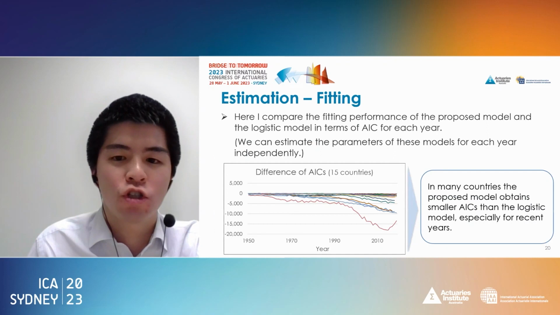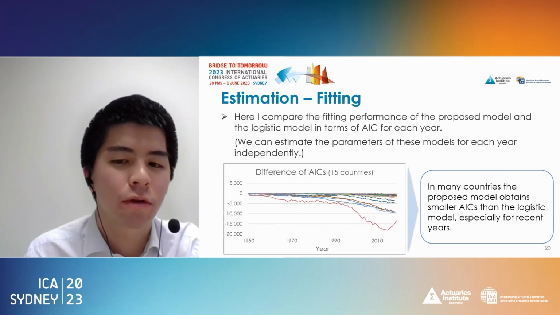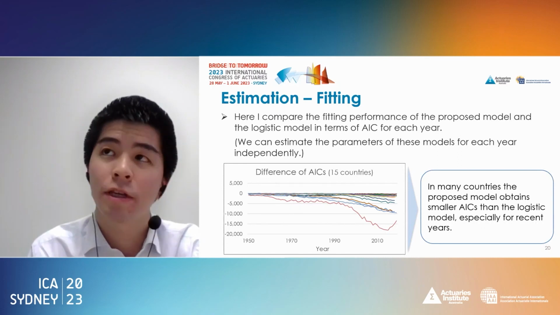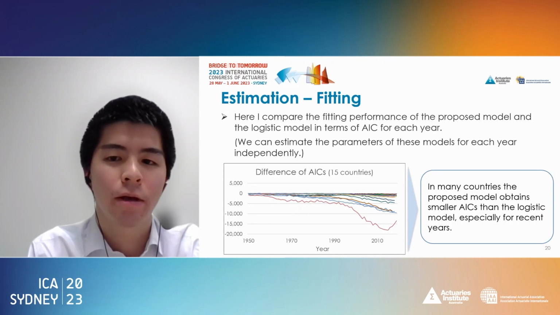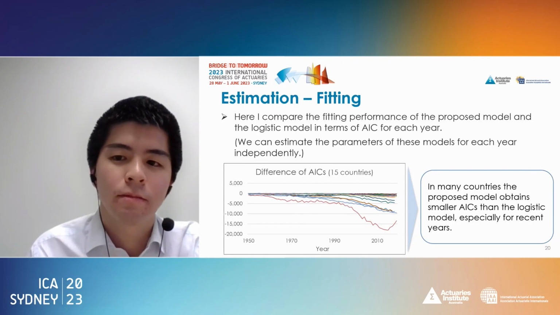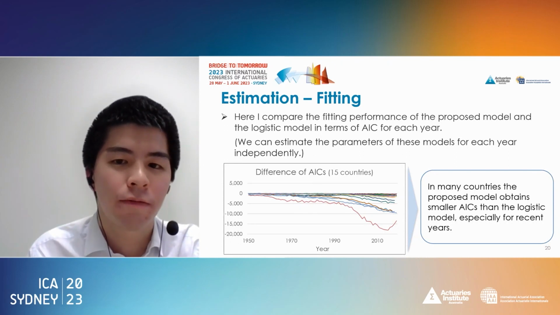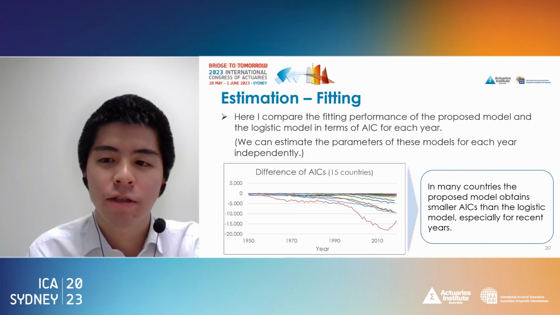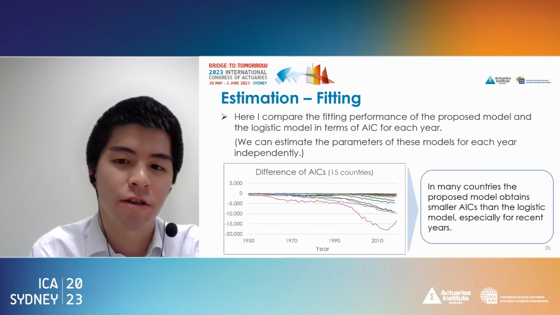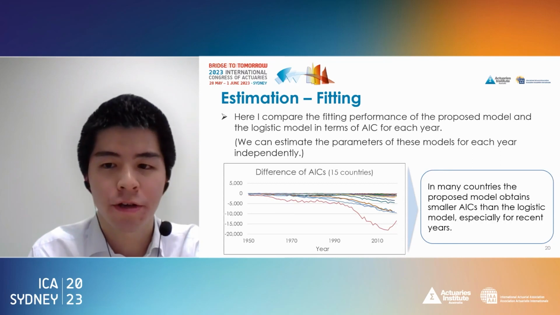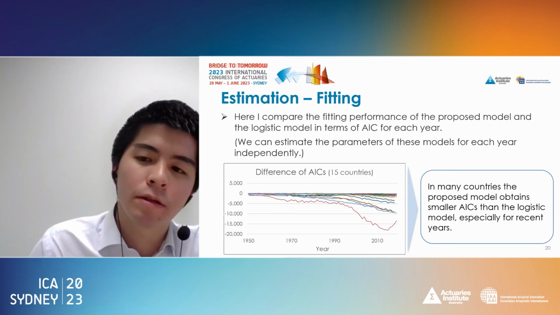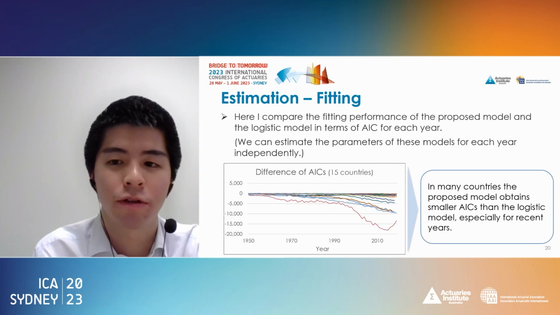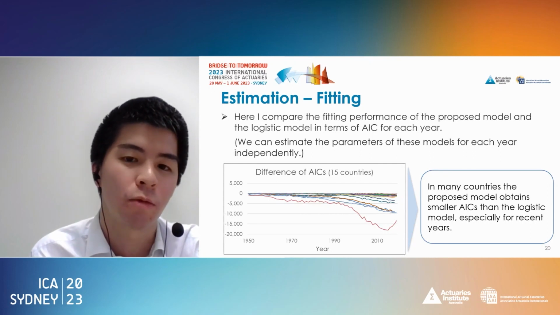Additionally, I'll focus on the comparison of the proposed model and the logistic model because we can estimate parameters for each year independently only with these two models. The graph represents the difference of AIC for the proposed model and the logistic model for each year. We can see that the proposed model obtains rather smaller AICs than the logistic model, especially in these decades. This implies that the proposed model can effectively incorporate the new trend of the mortality curve, which cannot be captured by the logistic model.